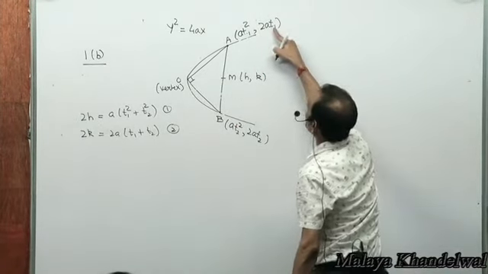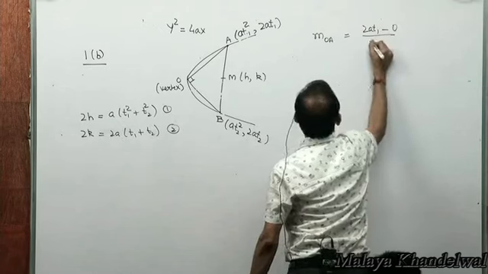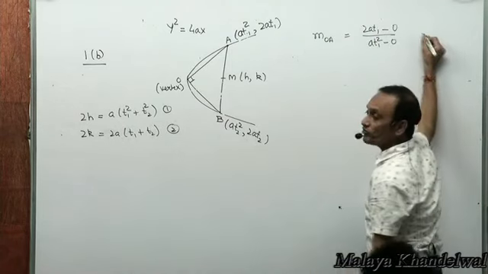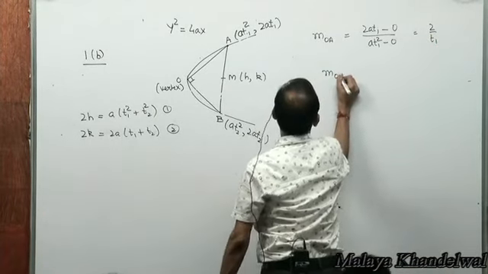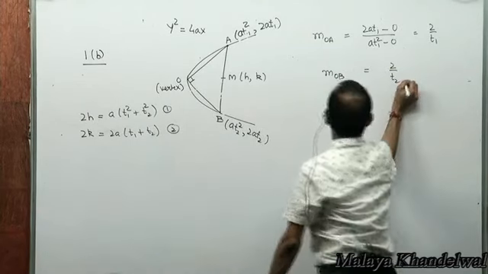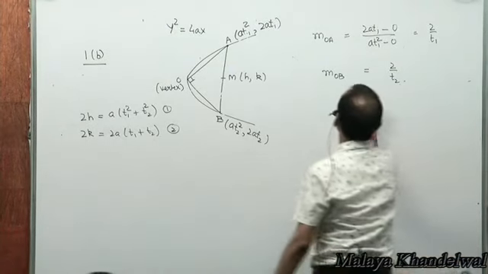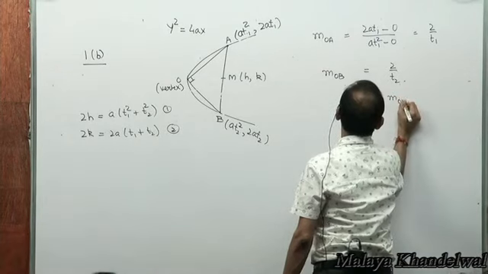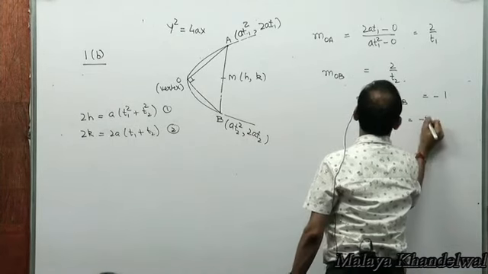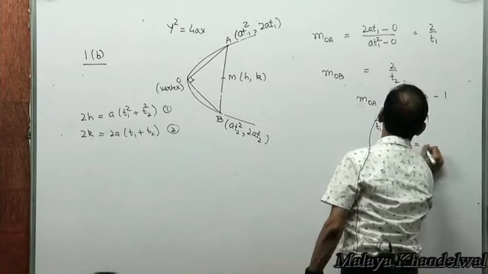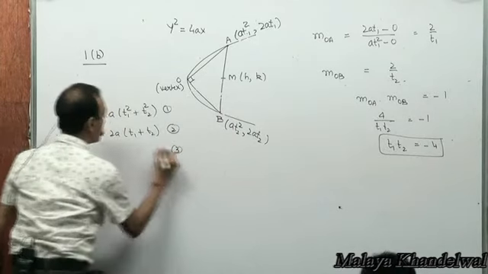And third, slope of OA. What's the slope of OA? Slope of OA is 2A T1 minus 0 divided by A T1 squared minus 0, which is 2 by T1. Yes or no? Similarly, what's the slope of OB? Slope of OB is 2 by T2. But OA and OB are perpendicular lines. So product of the slopes is minus 1. Slope of OA into slope of OB is minus 1, or 4 by T1 T2 is minus 1, or T1 T2 is minus 4. Yes or no? So the third condition is T1 T2 equal to minus 4.